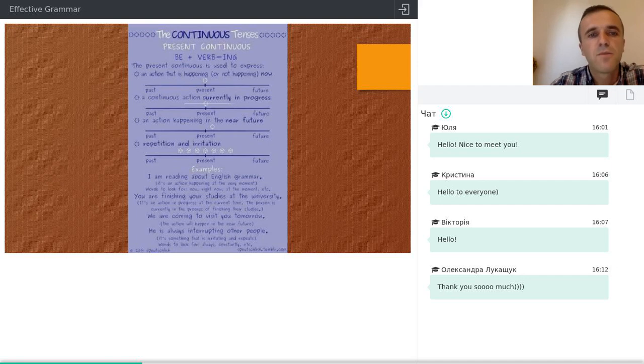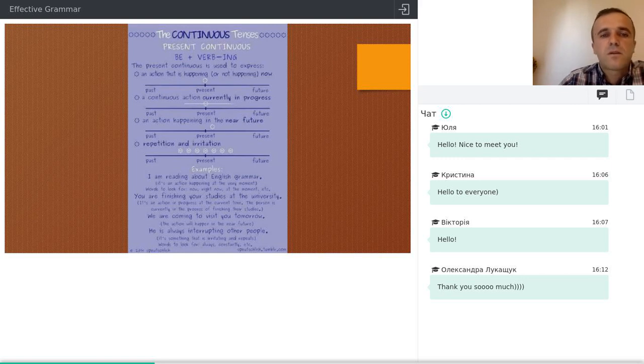This addition, I am not a fan of this addition, but what is good here is that you can give them some line graphs. Line graphs are good for understanding the real time for students. So, for example, if it's an action that is happening now, here you can see a circle, and the action is happening now. And if it's a continuous action currently in progress, here you can see the line, and students will understand the tense better.